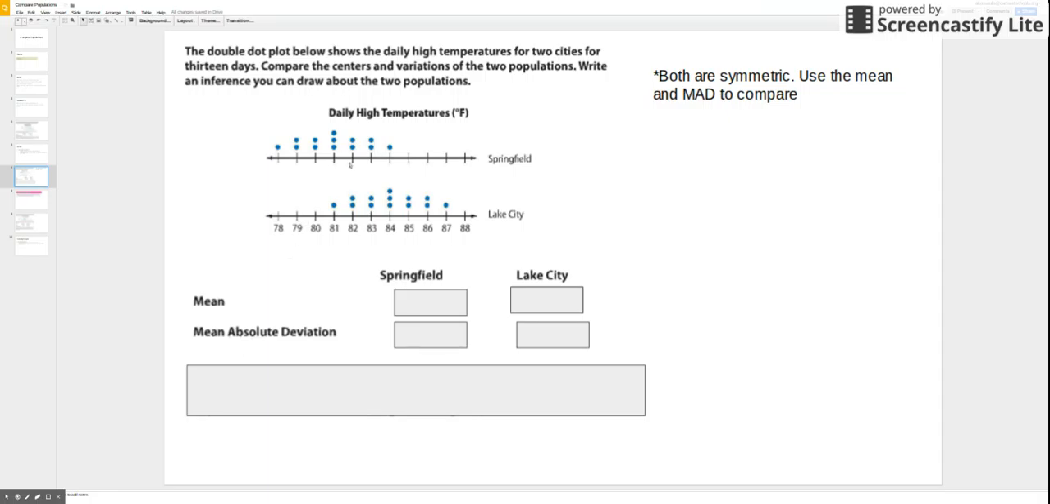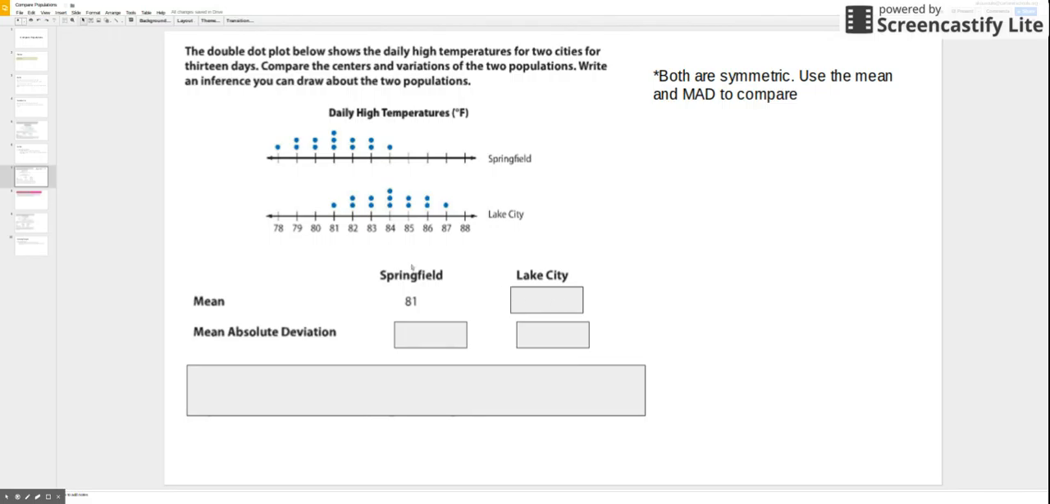Okay, so let's look at Springfield first. Springfield's mean is 81, and you have to just add 78 plus 79 plus 79 plus 80 plus 80 plus 81, 81, 81, 82, 82, 83, 83, and 84, and then divide by the total number of dots on the dot plot, to get your mean as 81.